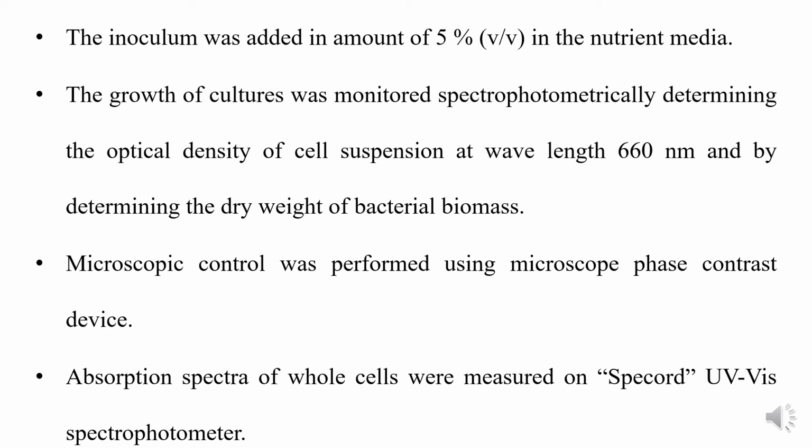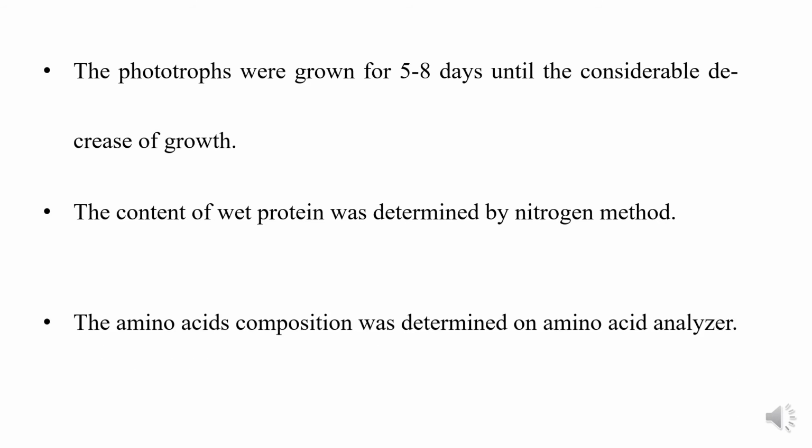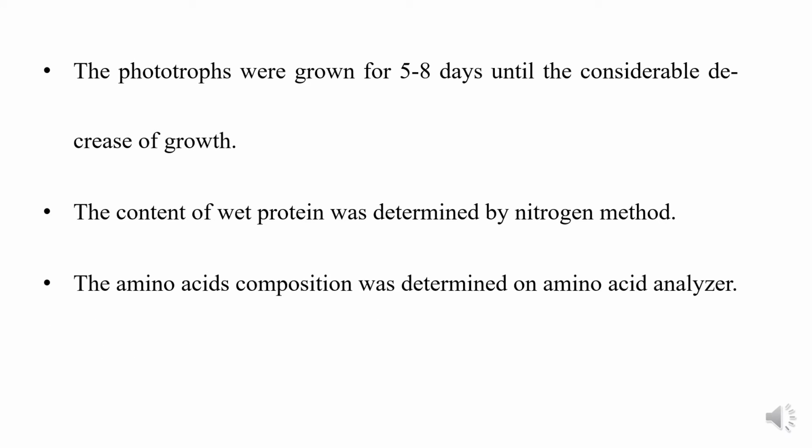The absorption spectra of whole cells are measured on a UV spectrophotometer. For the growth of these photoautotrophs, they require 5 to 8 days. The protein content of this organism was monitored by using the nitrogen method, and by using an amino acid analyzer, we can determine the amino acid composition of photoautotrophic bacteria.